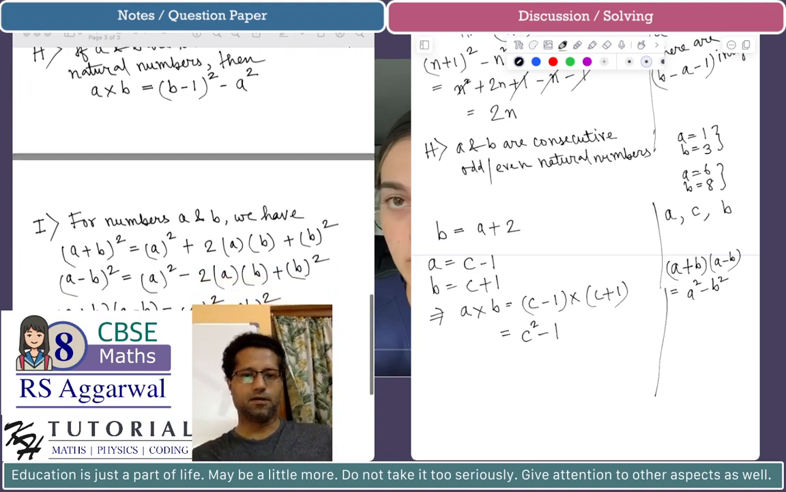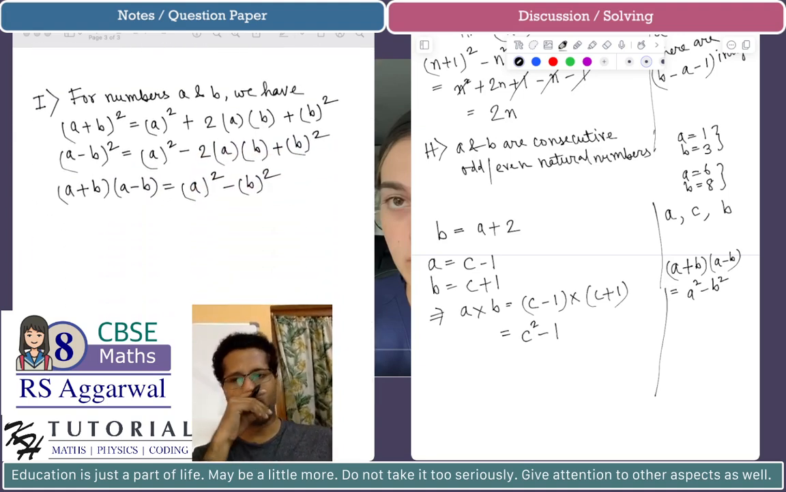Okay, and the properties are those algebraic formulas that I have already mentioned. a plus b whole square equals a square plus 2ab plus b square. a minus b whole square equals a square minus 2ab plus b square. And a plus b into a minus b equals a square minus b square.